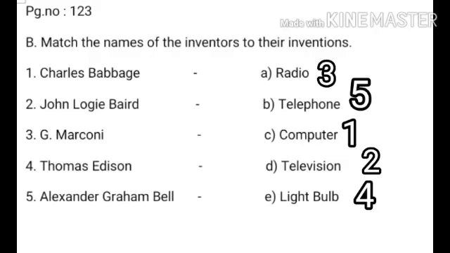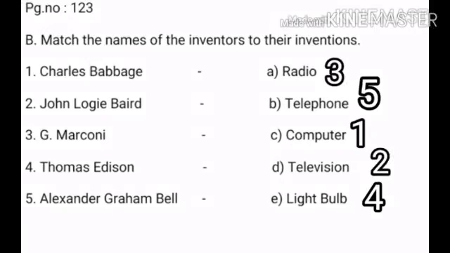Children, I will repeat it again. B. Match the names of the inventors to their inventions. Question number 1. Charles Babbage. The answer is computer. Second, John Logie Baird. The answer is television. Third one, G. Marconi. The answer is radio.